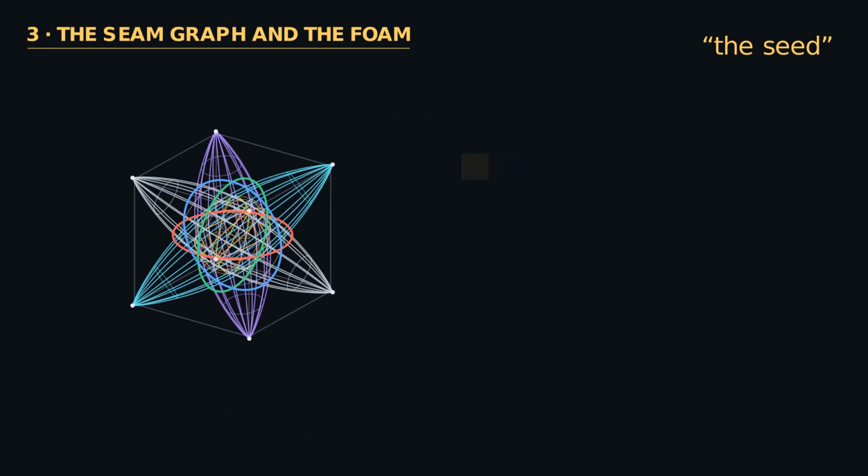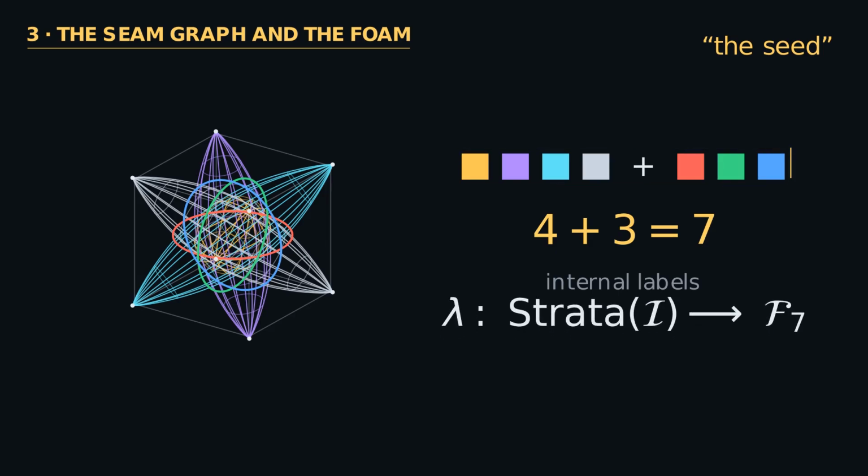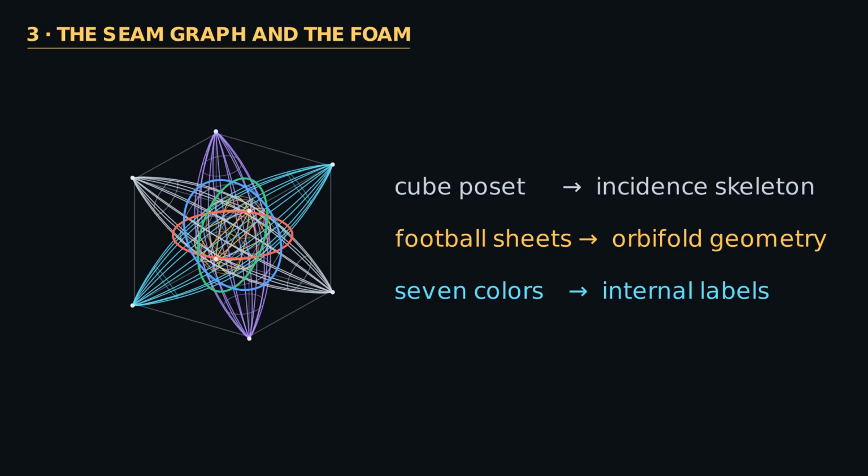Now notice the counting: 4 sheet labels, plus 3 seam colors, a palette of exactly 7 internal labels. These colors are not decoration. They are discrete internal labels attached to the strata of the foam, packaged as a labeling map from strata to the 7-letter alphabet. So the picture has 3 layers. The cube poset gives the incident skeleton, the football sheets give the orbifold geometry, and the 7-color labeling records the internal algebraic structure of the Planck cell.